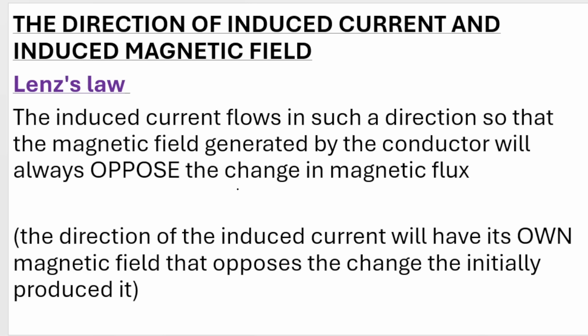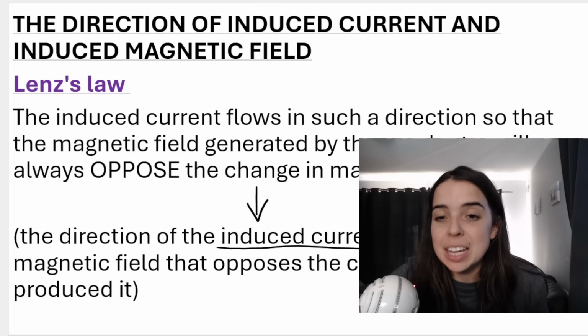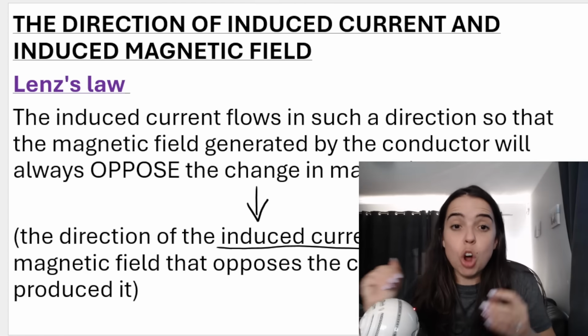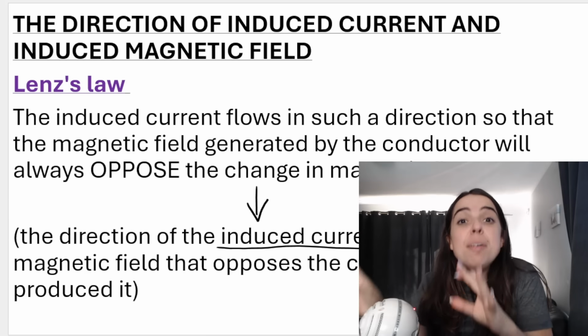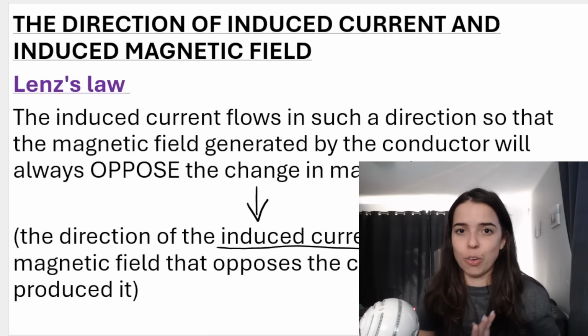But breaking it down, what I did is I tried to break it down in my own words. What it basically says is when we create an EMF, we're going to create a current. That current is called induced current. The direction of that current is determined by Lenz's law. But that current has its own magnetic field. And the direction of that magnetic field is in such a direction that it wants to go against the other magnetic field. There's a lot going on.